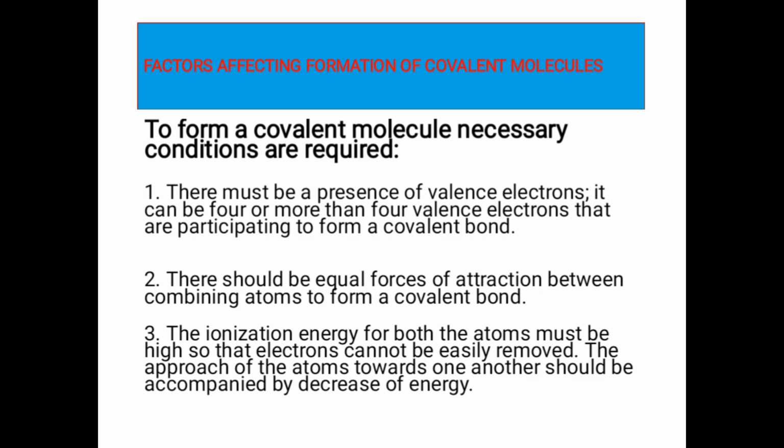Okay, so to form covalent bonds, like a recap now, the conditions that must be met, or factors that affect the formation of covalent molecules, involve: number one, there must be the presence of valence electrons. Number two, there must be equal sharing. There will be equal forces of attraction between combining atoms for a covalent bond to be formed. Number three, the ionization energy for both atoms must be high so that electrons are not easily removed.